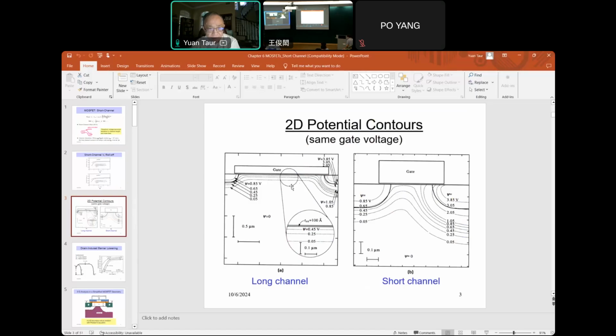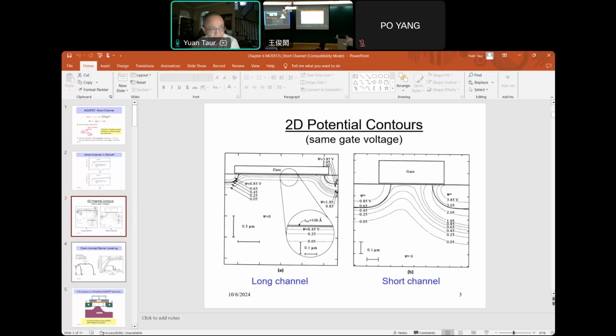Okay. So when we have a long channel, it's mainly one-dimensional in the middle of the channel, or a very large portion. But in short channel, it's mainly 2D because of the source drain effect. Any point in the channel is very close to source and drain, and so the source and drain will have an effect in addition to the gate on the current. Okay, so that's the basic physics.